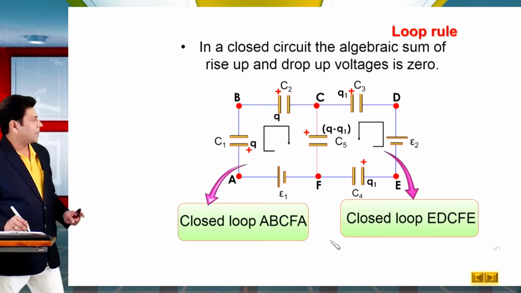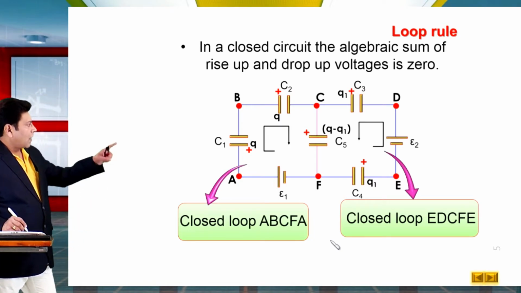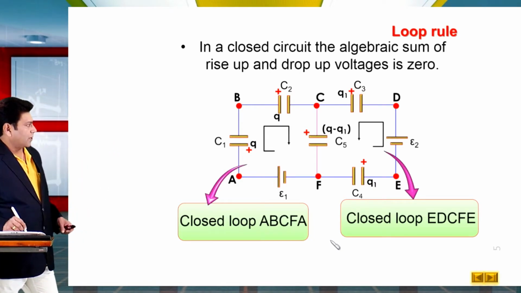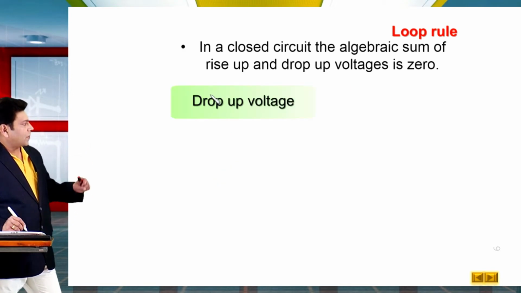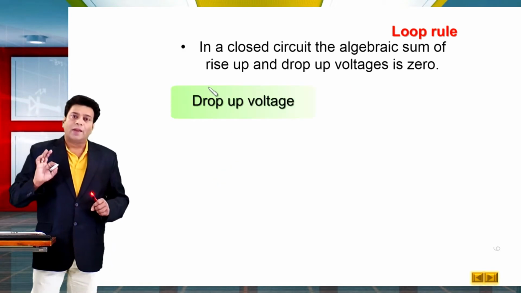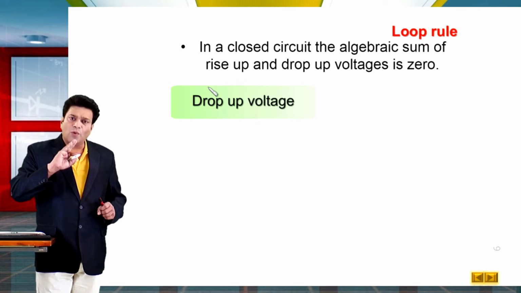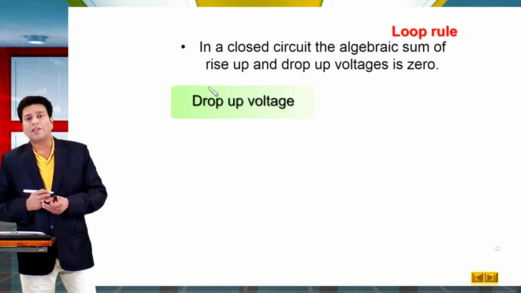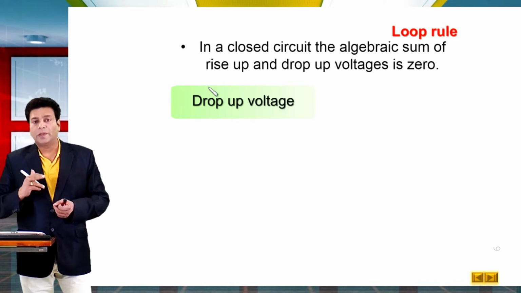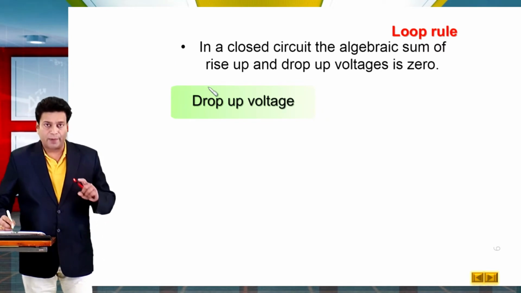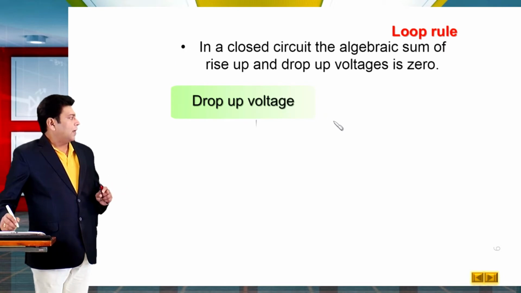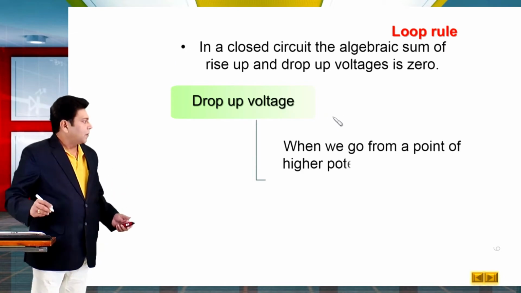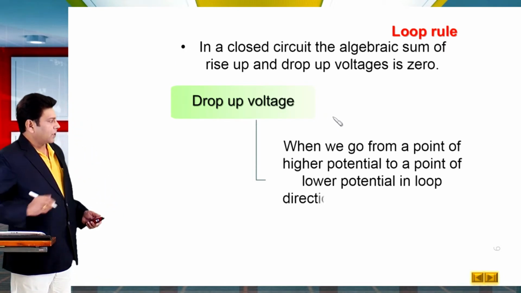Now, let us discuss these two terms: rise and drop of voltage. First, let us discuss drop of voltage. When we start moving from a point of higher potential to a point of lower potential in the loop direction, a drop of voltage takes place. Let us learn this statement through one practical situation.